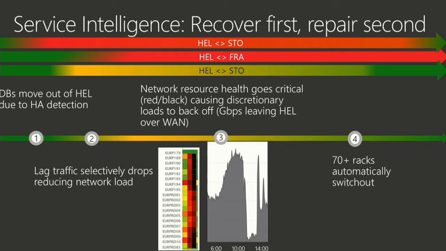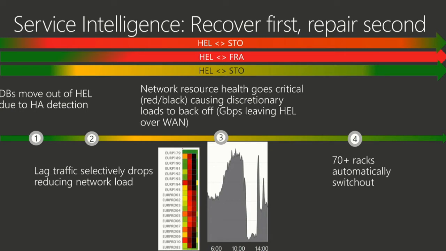So the first automated recovery action is one that we're all familiar with here, and that's our HA solution. Within the DAG, we noticed RPC failures and started activating those databases in servers outside of Helsinki. The second recovery action, which is new, is we started dropping our lag traffic to give priority to our other traffic. The third recovery action utilizes that new WLM monitor that Lynn just mentioned, which is our network resource health.